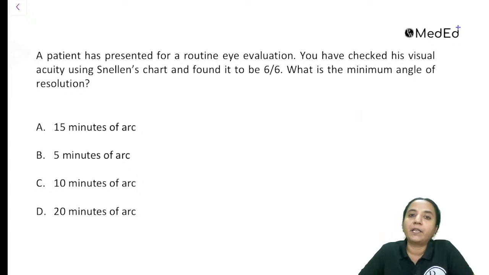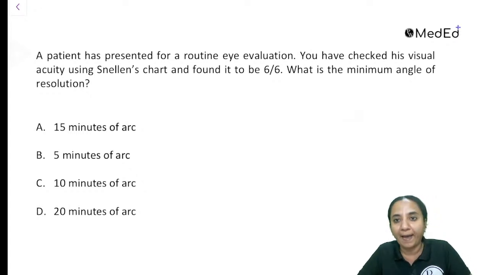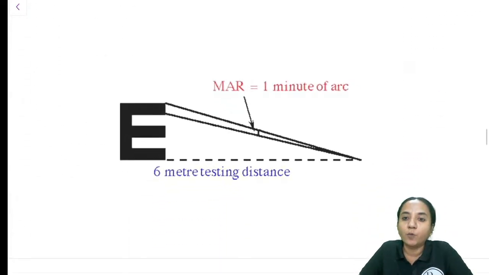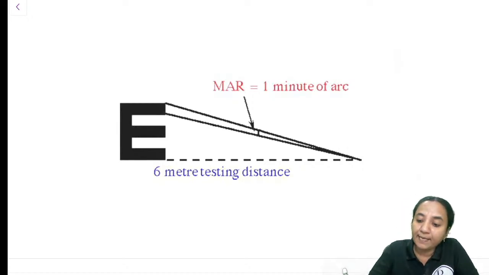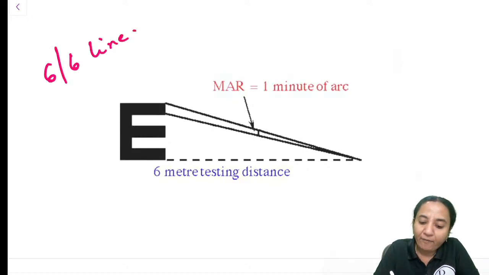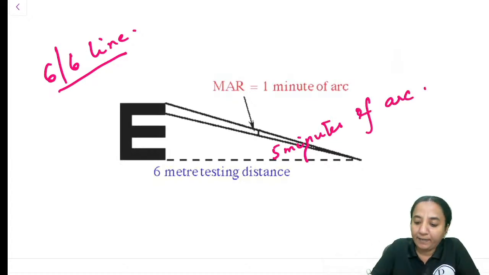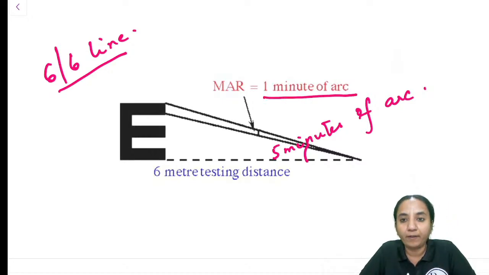A patient has presented for routine eye evaluation and the visual acuity on the Snellen's chart is found to be 6/6. Now, what is the angle of resolution? When a person's visual acuity is 6/6, then every letter on the 6/6 line subtends an angle of 5 minutes of arc at the center of the eye, and each part of the letter subtends 1 minute of arc.